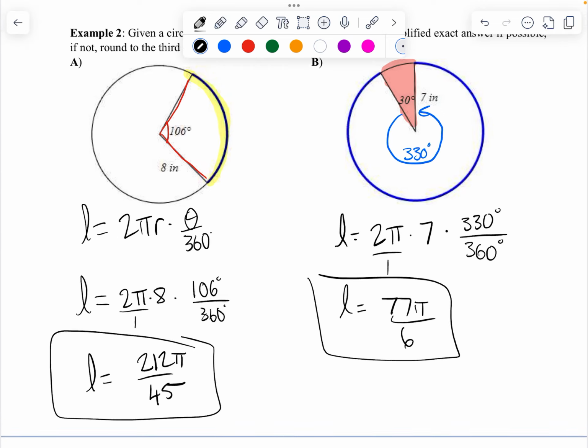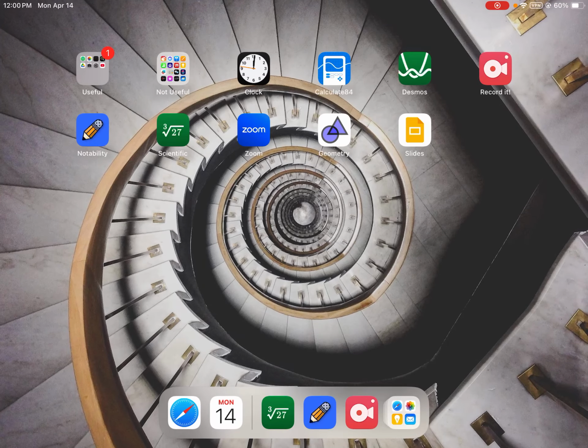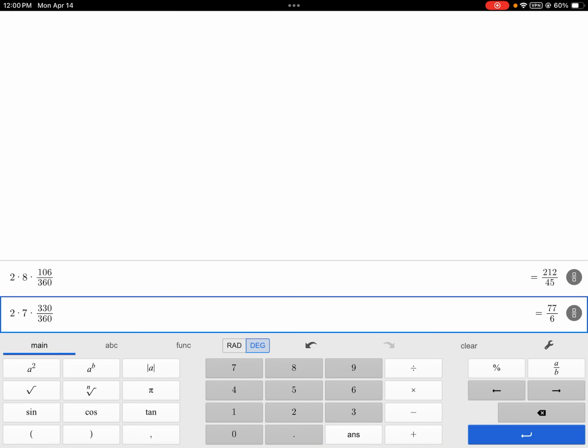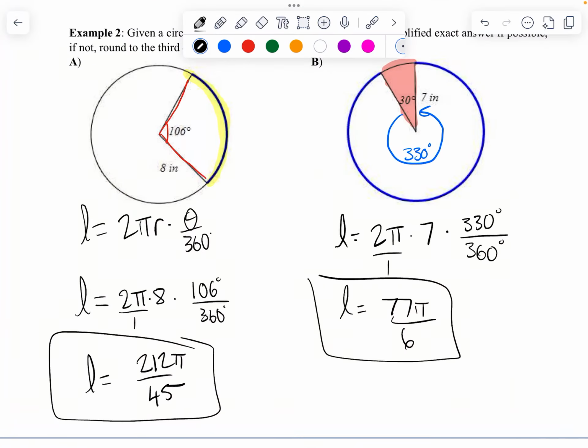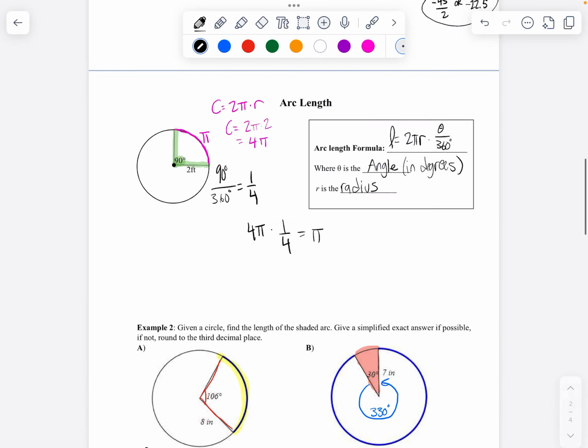Exact answer. If I wanted the approximate, right? If I wanted the decimal, you would literally just put the pi right in there, right? Put the formula in as it is, and 40.317 would be your arc length. Okay, so that is arc length.